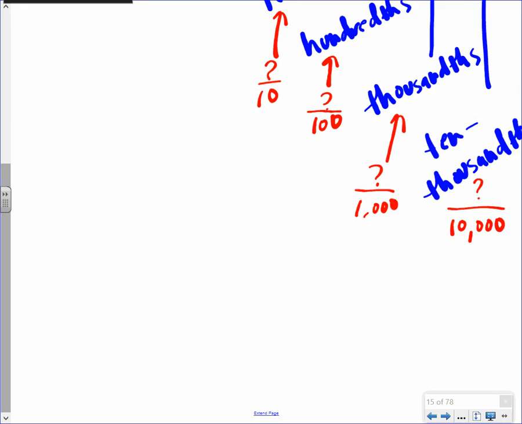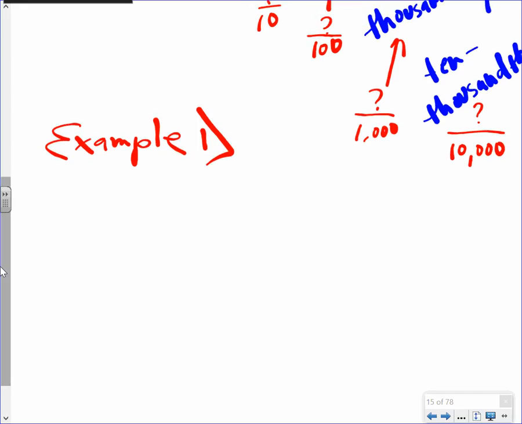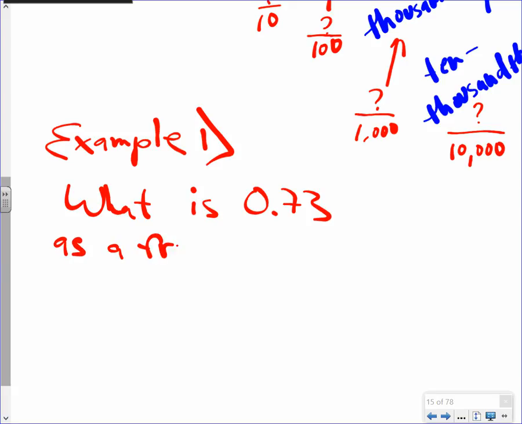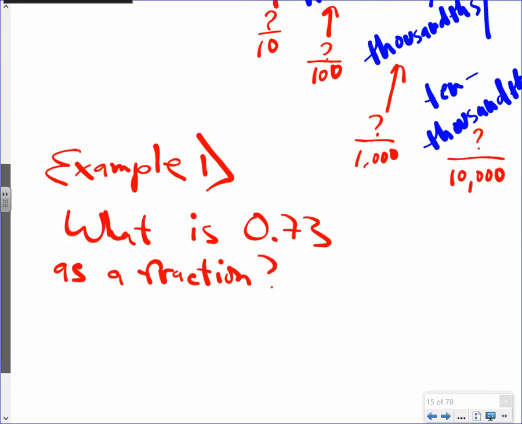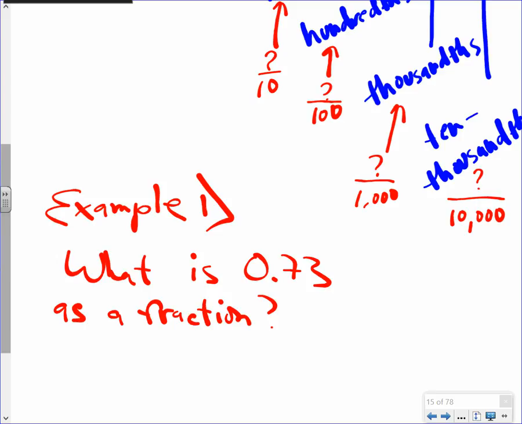I'm going to put example 1. What is 0.73 as a fraction? How would I write 0.73 as a fraction? Why over 100?